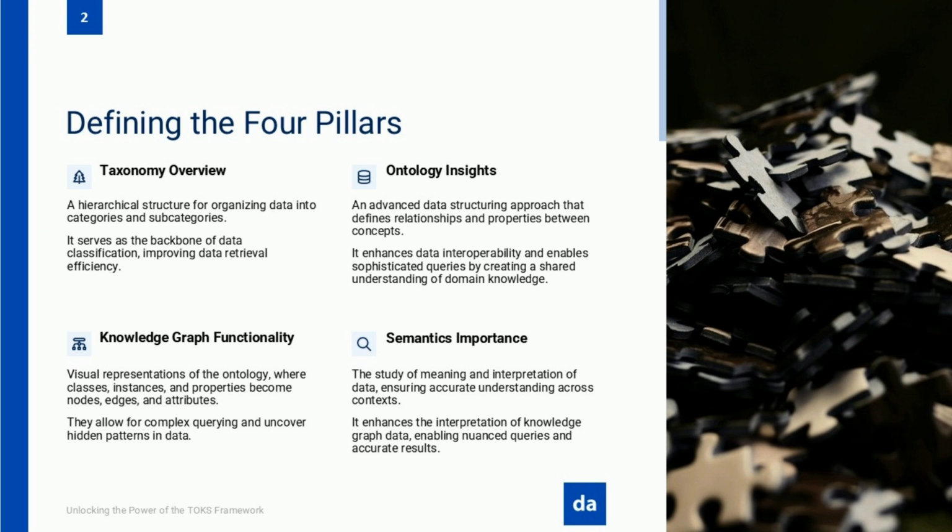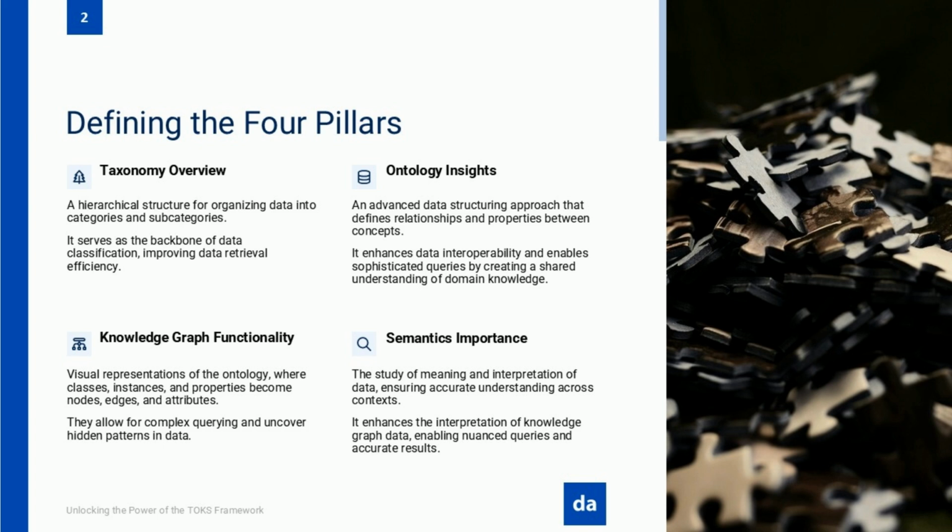Neglecting any of these pillars can lead to significant data management issues. Without a proper taxonomy, data becomes disorganized and difficult to find. Lack of ontological structure limits our understanding of how different pieces of information relate to each other. Without knowledge graphs, we miss out on powerful visualization and querying capabilities. And without proper semantic understanding, we risk misinterpreting data or failing to extract its full value.